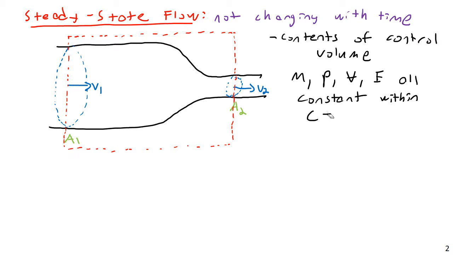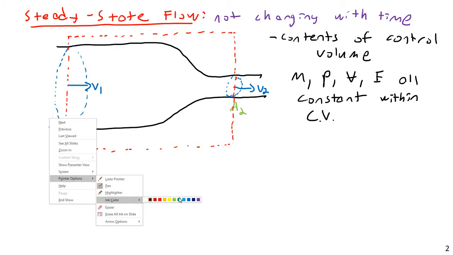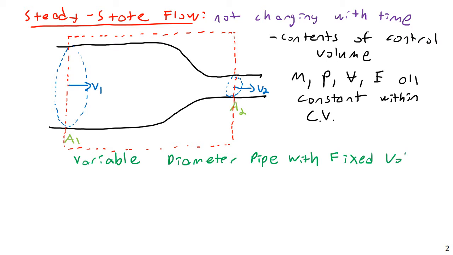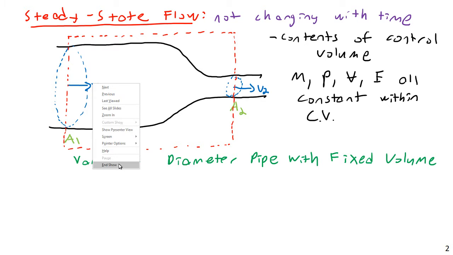If you remember the problem from last time, where we looked at the cart that was filling with water, that would not be a steady state system. Okay, so again, just to label, we have a variable diameter pipe with a fixed volume. And then the question becomes, again, of course, what is the relationship between V1 and V2?